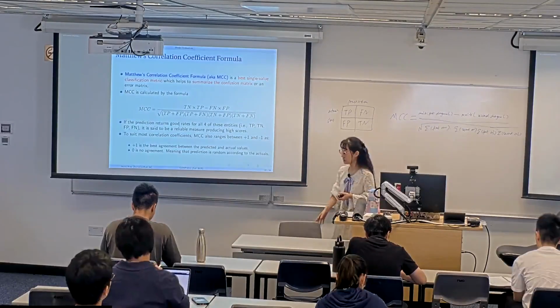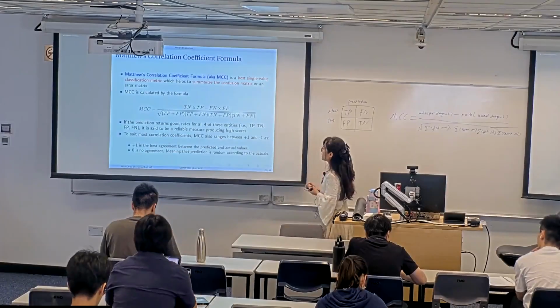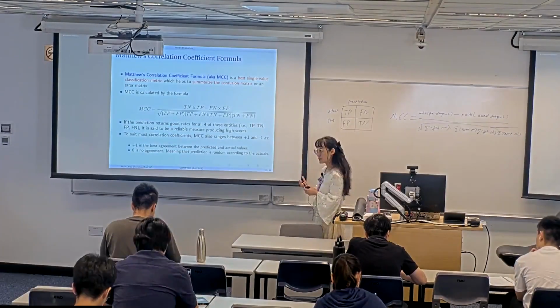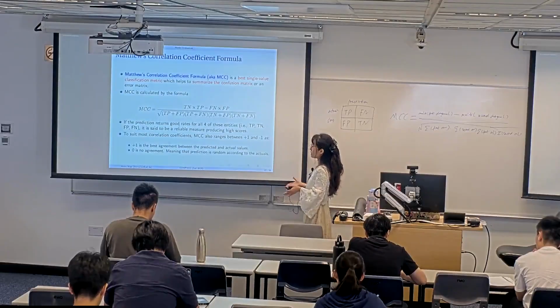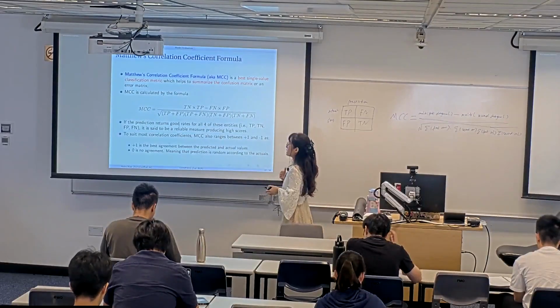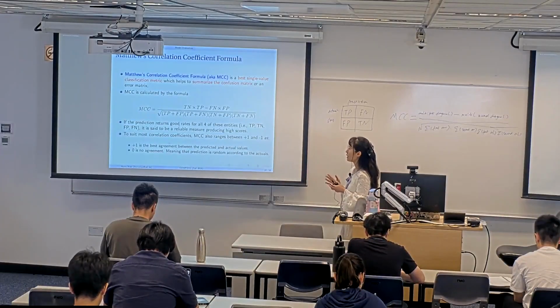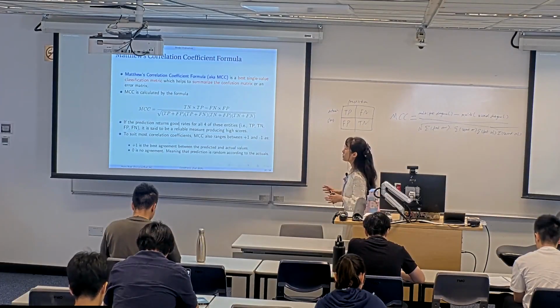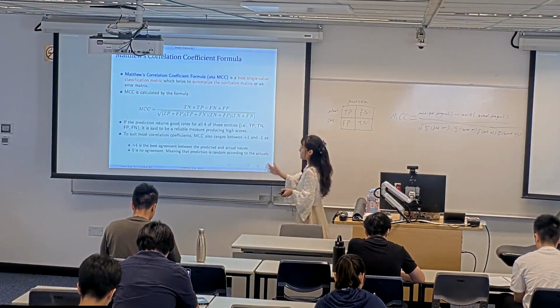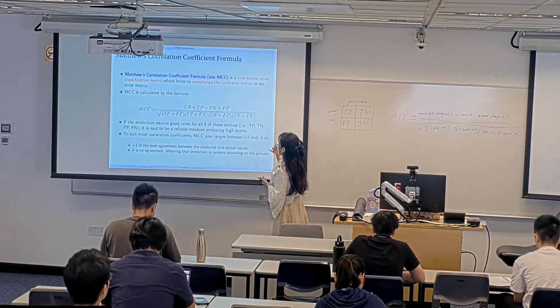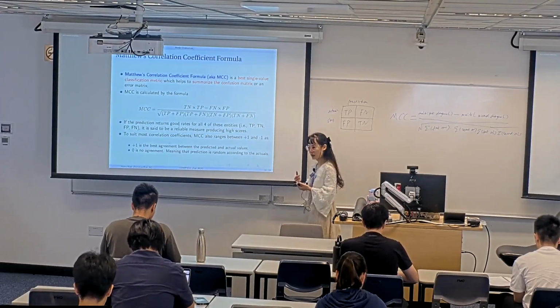This is MCC. So know that if the prediction returns very good rates for all of these 4 entities, then it is said to be a reliable measure producing high scores. To show the correlation coefficients, MCC has a value range between +1 and -1.